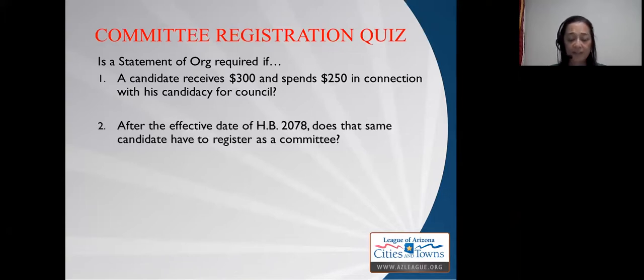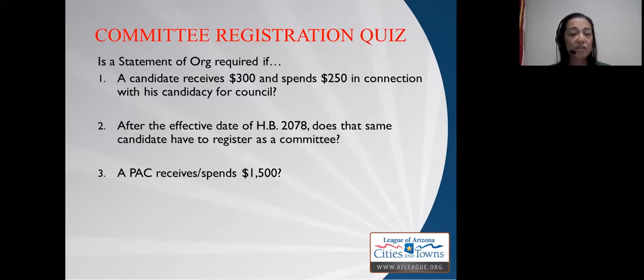So what about after the effective date of House Bill 2078? Does the same candidate have to register? And the answer here would be yes, right? Because the $300 they've received and the $250 they've spent would be $550, which is over the $500 threshold. And so they would have 10 days from the August 3rd effective date to come in and actually register as a committee.